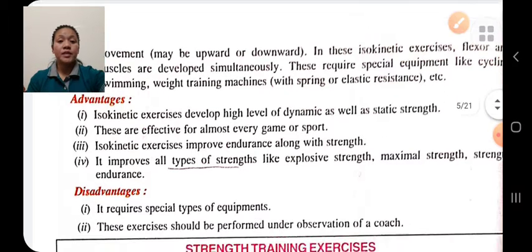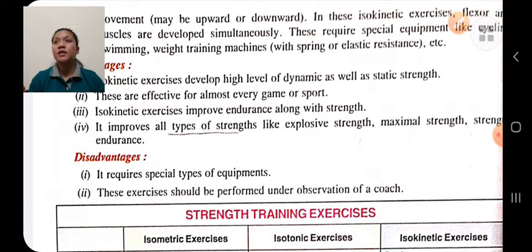And the main disadvantage is that special equipment is required to perform isokinetic exercise, and it should be performed under observation, and the chance of injury is more in isokinetic exercise.